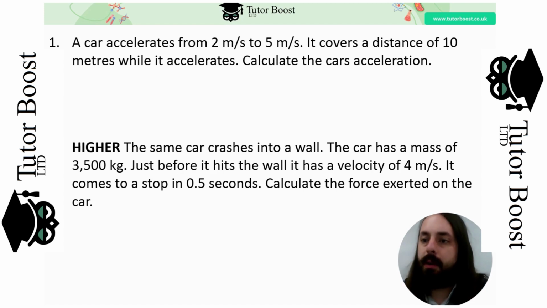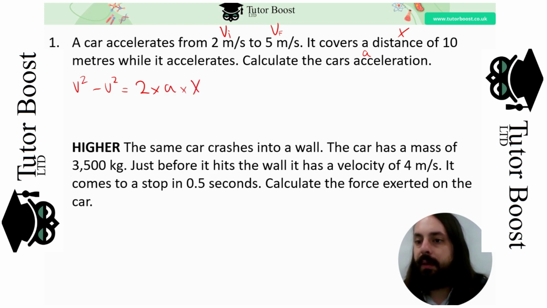Okay, so let's have a look by looking at the variables that we're given. We've got initial velocity over here, so vi, then final velocity vf, then we got distance of 10 meters, distance is x, and we need to calculate the acceleration. So the equation that links all of these variables together is final velocity squared minus initial velocity squared equals 2 times a times the distance traveled. Okay, so this is what we're trying to find, the acceleration.